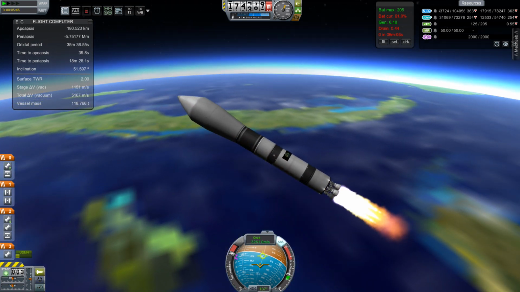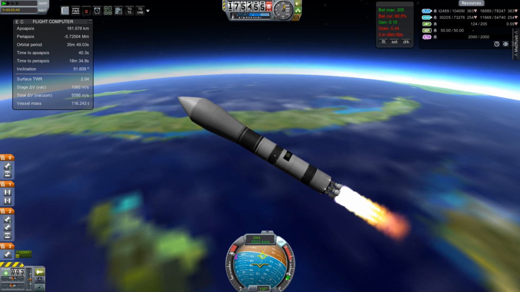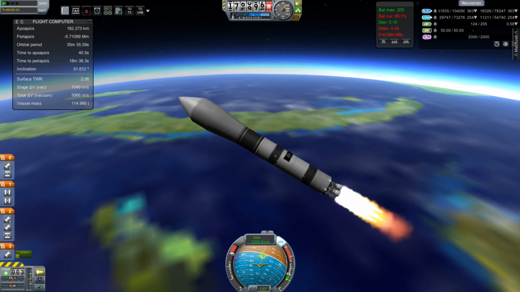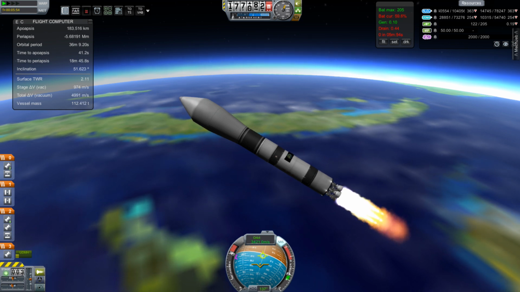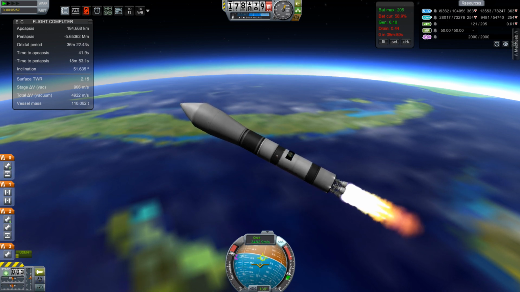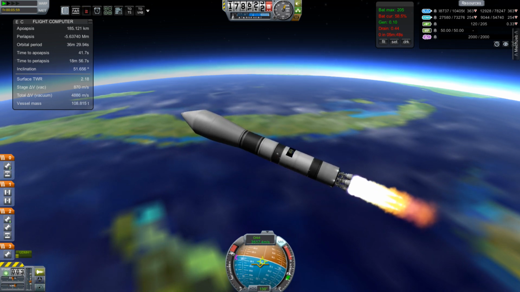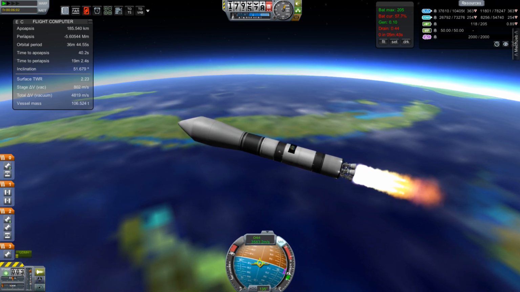We're on the second stage still, and we are about on a 51.6 degree inclination. And this is what I'm going to try to maintain for the rest of this launch, because that's what it was when the real ISS began its journey as the Zarya module going up there. Also, we're targeting somewhere in the 300 to 400 kilometer range, I think.